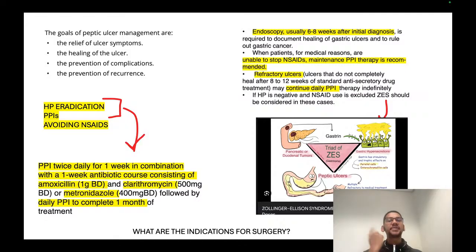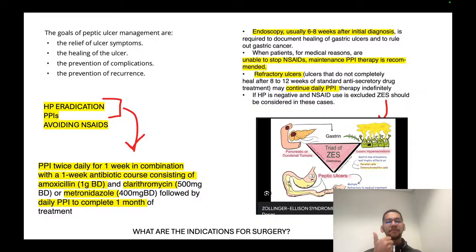Okay. Refractory ulcers that do not completely heal after 8 to 12 weeks, so that's about 2 to 3 months of standard anti-secretory drug treatment, may continue daily PPI therapy indefinitely.